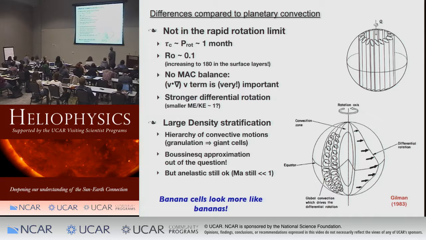Because of the weaker rotational influence and the density stratification, depending on where you measure it, there's a density stratification of about 10 to the fourth or 10 to the fifth across the convection zone. So because of the large density stratification and the weaker rotational influence, the bananas kind of curve more. They're more on radial surfaces than on Z surfaces. So here they were aligned with the rotation axis. Here they're more sort of rolls that wrap around in radius. And they drive a differential rotation, which we'll talk about.